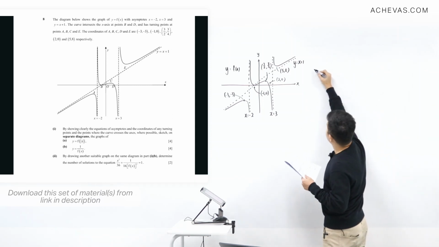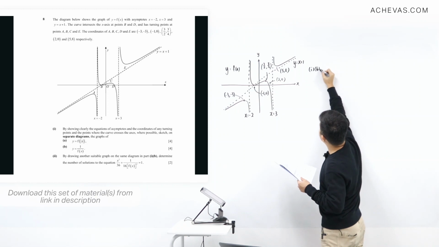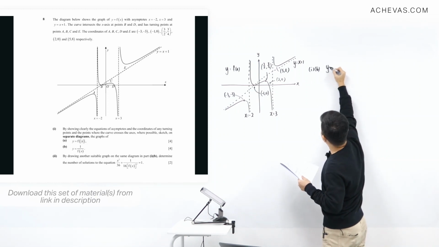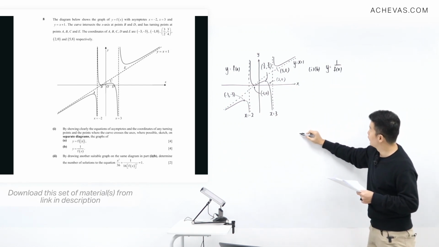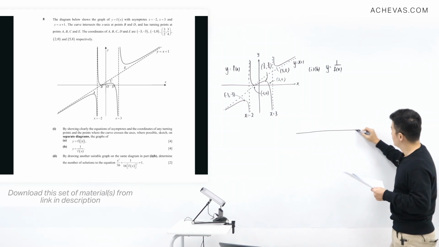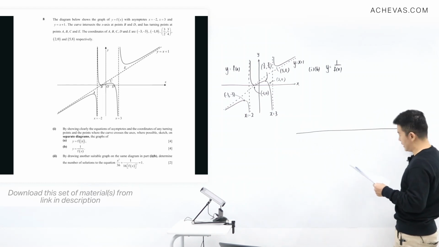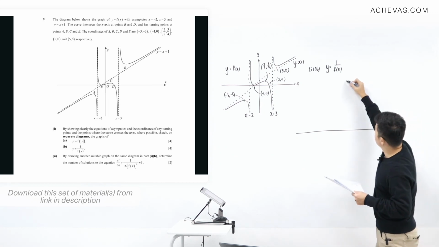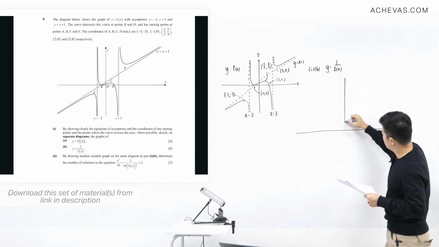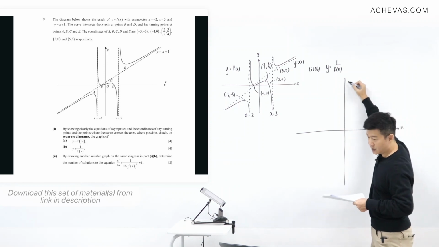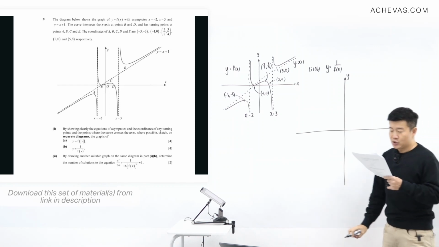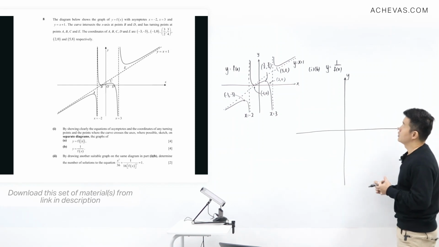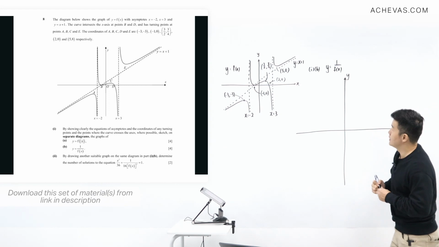So let's take a look at part B, where we are supposed to be sketching the graph of y is equal to 1 over f(x). Let me draw a bigger graph for this. Here we have the x-axis, and for the y-axis, let me go for this as the y-axis. With the x and y axes, let us sketch the graph of y is equal to 1 over f(x).